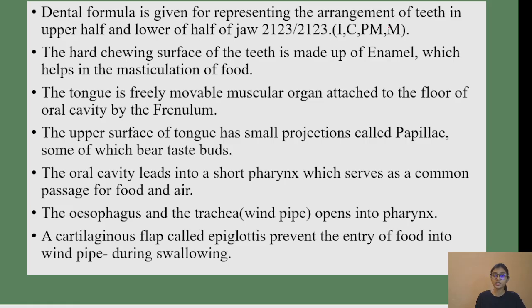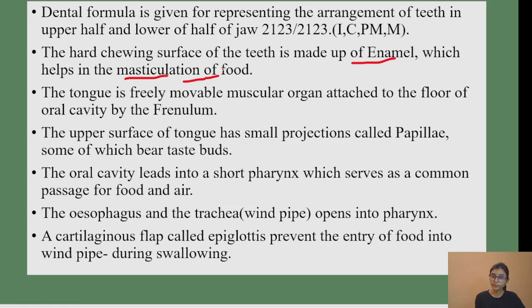The hard chewing surface of the teeth is made up of enamel. So enamel is what? The hardest coating on your teeth and helps in the mastication of food. Like mastication, making it a more chewable form of the food material, you can say.